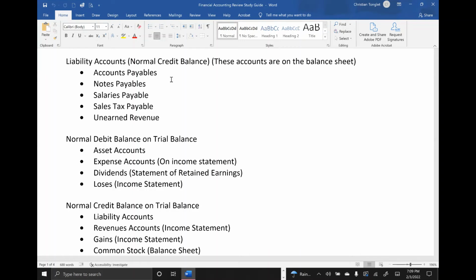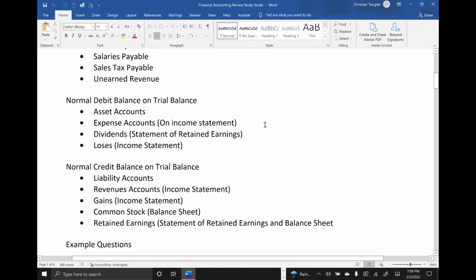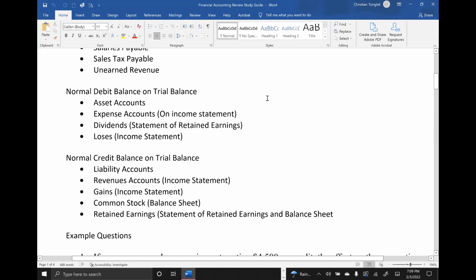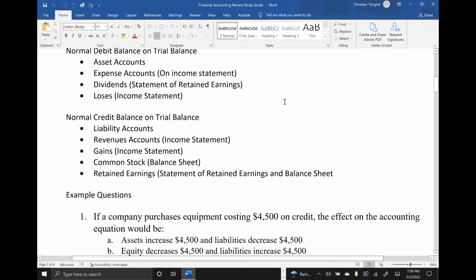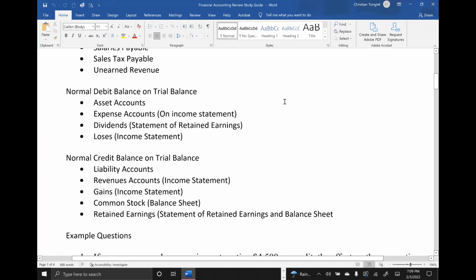I've collected cash already, and now I have unearned revenue. Okay, so liability, normal credit balance, and it's on the balance sheet. And so again, just know those accounts. And then the normal debit balances on the trial balance. So we have our asset accounts, our expense accounts, dividends, and losses. This is all what you would expect to see, a debit balance, positive number.